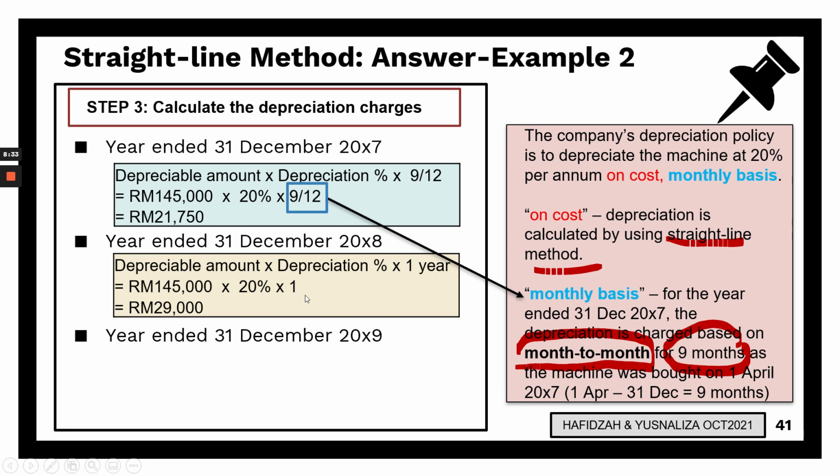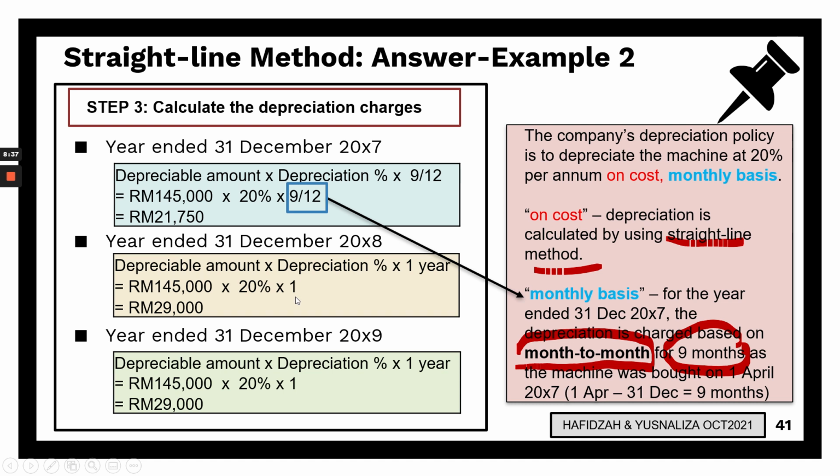Second year is still based on a full year depreciation, and third year is still charged in full. Only the first year will be different: 21,750 because of the 9 months. The remaining will be the same.